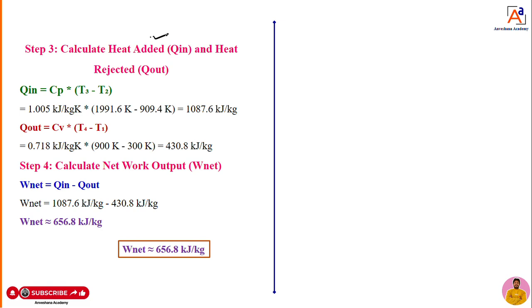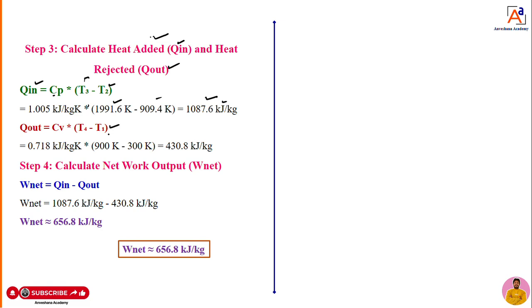To calculate the work done, I should know the value of heat supplied, that is Q in, and Q out. To calculate Q in, what is the formula? Constant pressure heat addition, right? That is Q in is equal to Cp into T3 minus T2. What is Cp? The specific heat of air at constant pressure is 1.005 kilojoules per kg Kelvin, multiplied with T3, 1991.6 minus 909.4 Kelvin. Do simplification, you are going to get heat supplied, or Q in, is equal to 1087.6 kilojoules per kg.